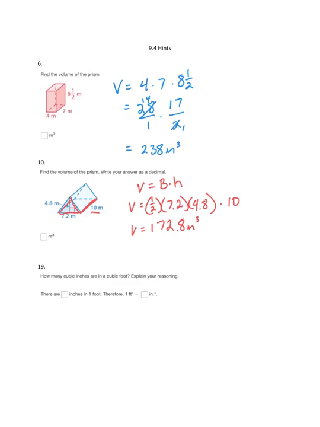Okay, the next problem asks you how many cubic inches are in a cubic foot. Think about if we were just talking about linear: a linear foot would be broken into 12 inches. But if we had a square foot, and this is just a picture, a model here, I could divide each of those feet into 12 equal parts.